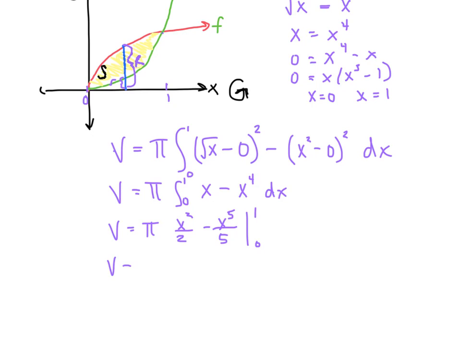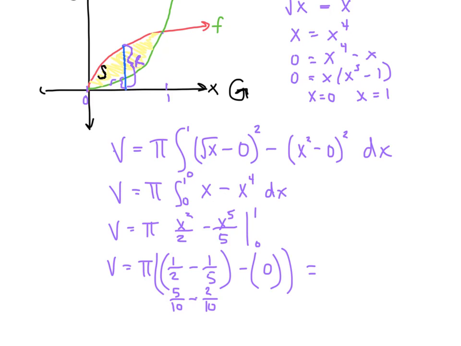So volume equals pi times 1/2 minus 1/5, and then, of course, minus 0. So we end up here with 1/2 is the same as 5/10, and 1/5 is the same as 2/10. So we end up with 3 pi over 10 as the volume of that solid being rotated about the x-axis.